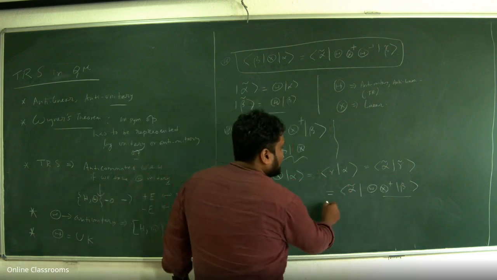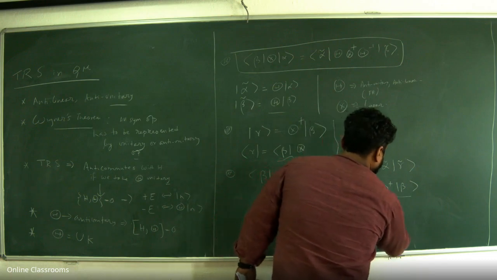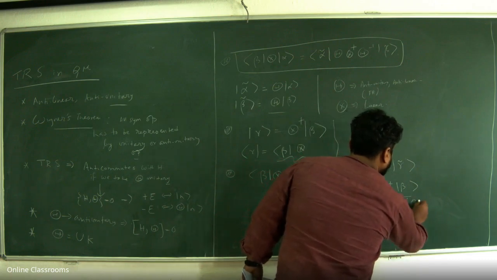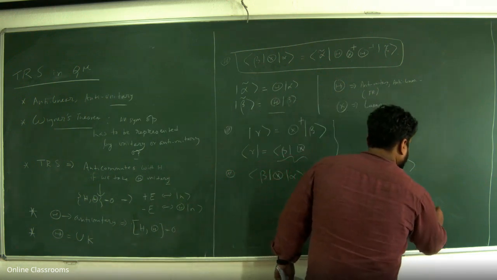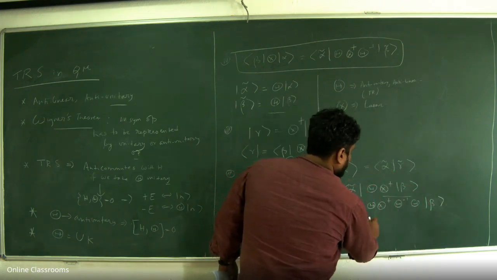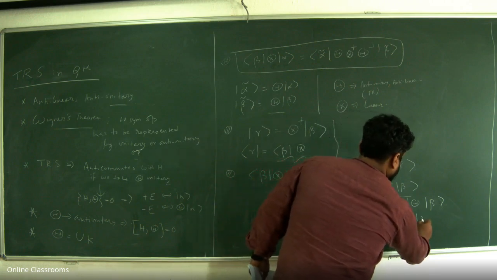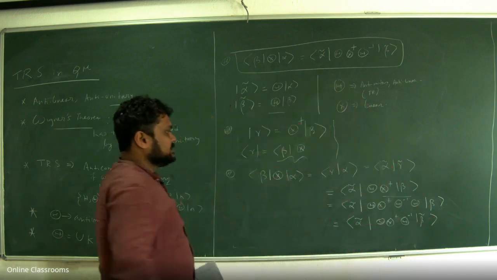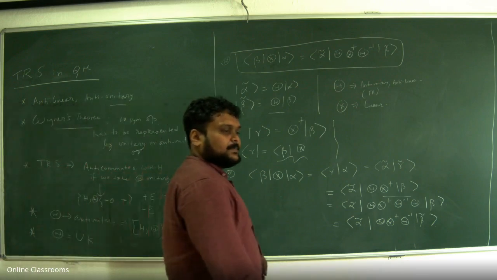Okay, now I can always introduce a theta inverse theta, because theta inverse theta is by definition identity. Okay, and this is nothing but alpha, hence I prove this. Okay, everybody on the same page? Any doubt in any step of this proof?